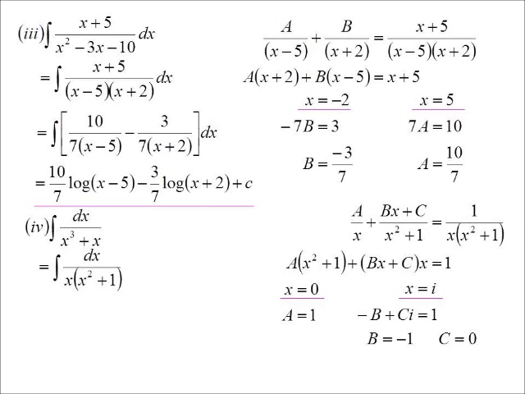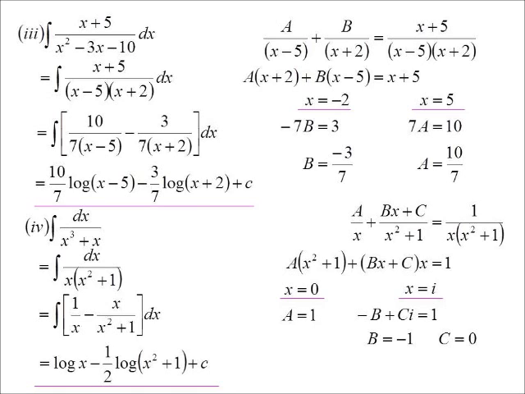So now I can go back, and there's my new integral, 1 on x minus x on x squared plus 1. Yet again, we've got two log functions. So the first one's log of x, the second one becomes minus a half log of x squared plus 1. So an advantage of knowing about complex numbers: now we can use imaginary numbers to make that substitution a bit easier.